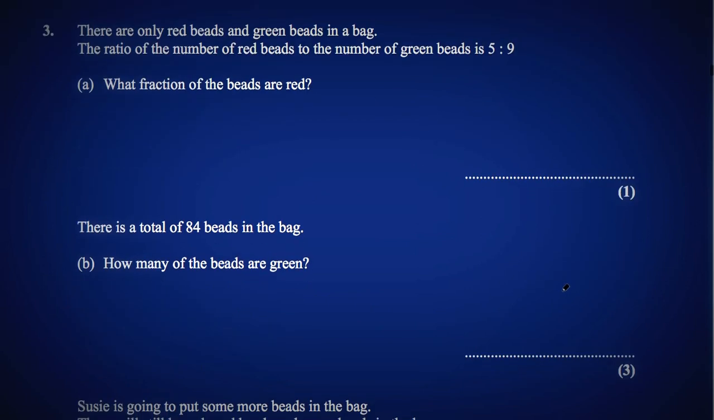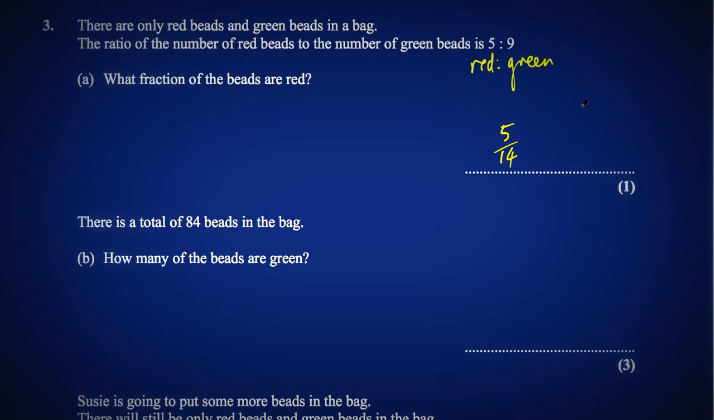Question 3 looks like a ratio and proportion question. There are only red and green beads in a bag. The ratio of the number of red beads to the number of green beads is 5 to 9, red, green. What fraction of the beads are red? That's 5 out of a ratio of, well, 5 to 9, which is 14 in total in that pair. So 5 out of 14 beads are red.